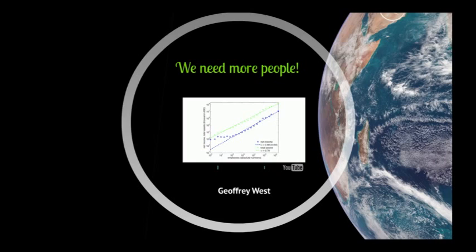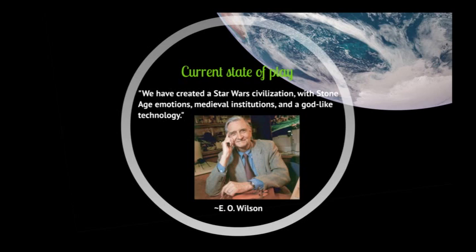So, E.O. Wilson states that the current state of play is that we have created a Star Wars civilization with Stone Age emotions, medieval institutions, and godlike technology. And I think that's a pretty innovative quote there. I think really it comes down to this. Can our hardware, which is based off of millions of years of evolution, can it keep pace with the rapid exponential increase in cultural evolution?